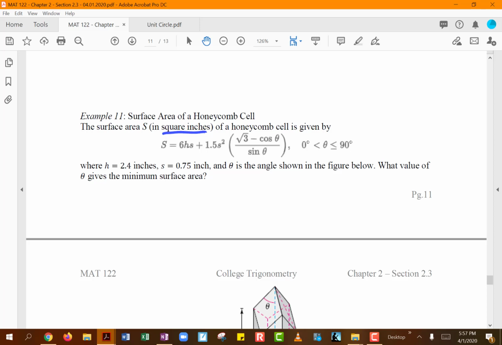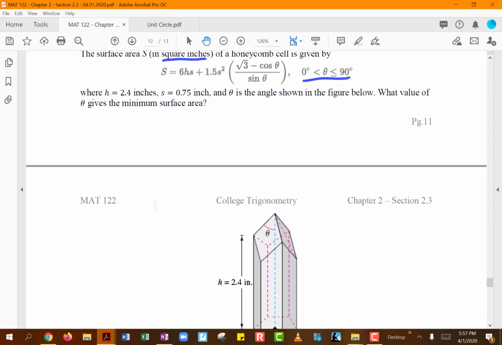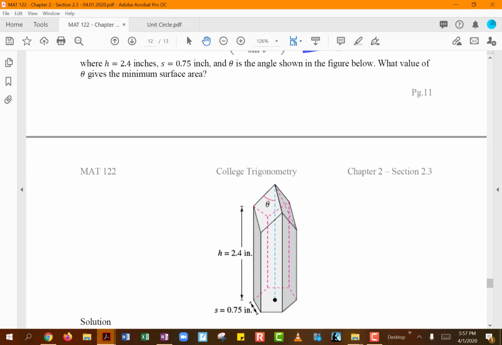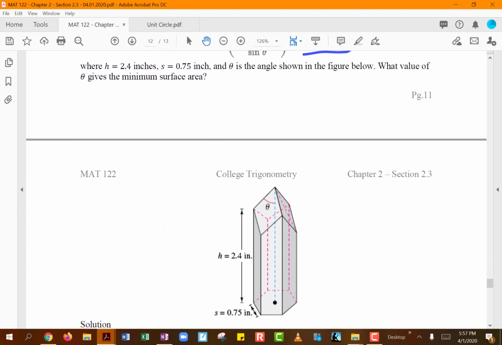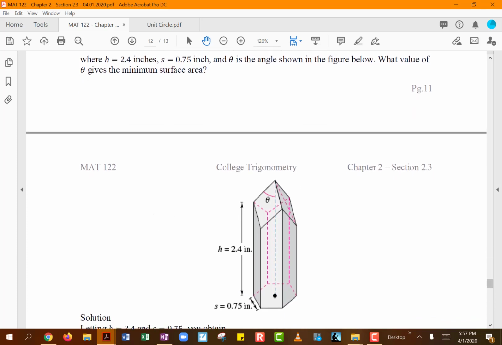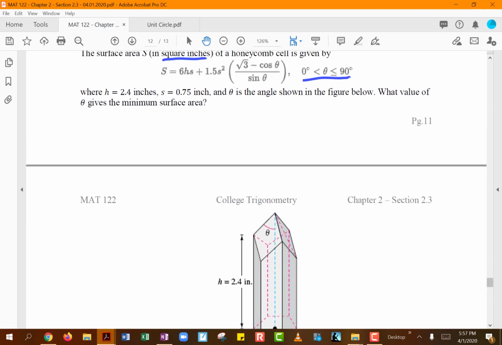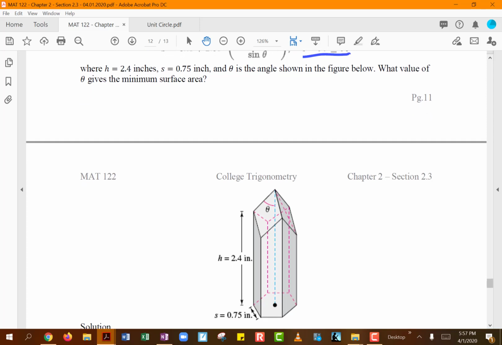And they're telling us theta is going to be between 0 and 90 degrees, not including 0, but including the 90-degree angle. So they're telling us what is basically the height of the honeycomb cell, which is going to be 2.4 inches. And they're telling us s, which is actually the measurement of the one side of that honeycomb, which comes out to be 0.75 inches. And then they're telling you how they're looking at that angle theta here in the figure below.